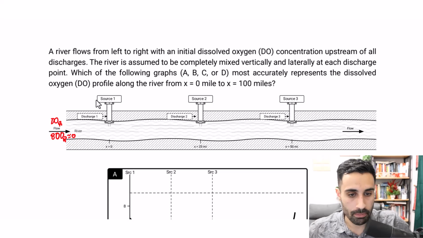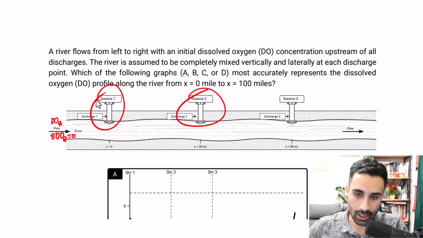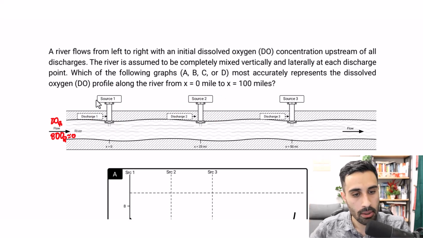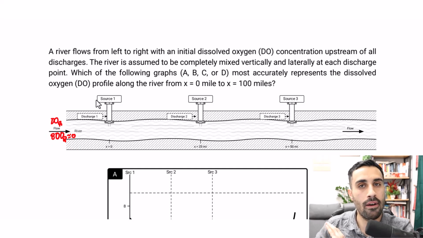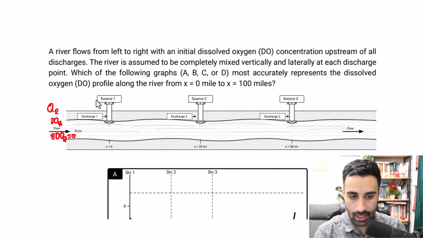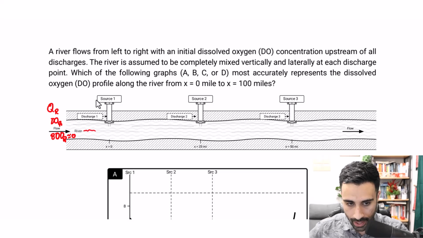So for a river, before the sources here, think of these as discharge, industrial, wastewater treatment plant sources. Before these sources, BOD in the river is close to 0, let's say pristine condition. It's very clean. It will have a high dissolved oxygen before, let's say, source 1. So that's important to know, and it will have a discharge for the river, Q for the river.